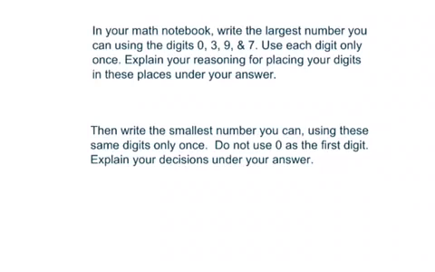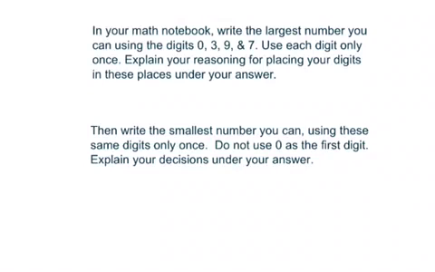The first thing I want you to do in your math notebook after you've written the date and the lesson number is figure out what the largest number you could create would be using the digits 0, 3, 9, and 7. Use each of the digits only once, and then underneath where you've written the number, explain your reasoning. Why did you choose to place those digits in those certain place values? You can pause the video to take care of that, and then start it again when you're ready.